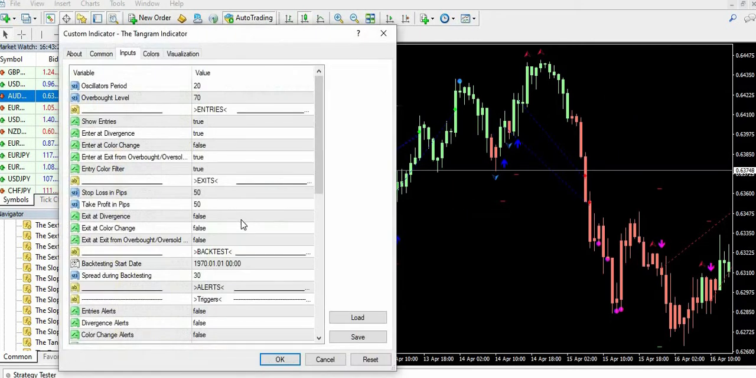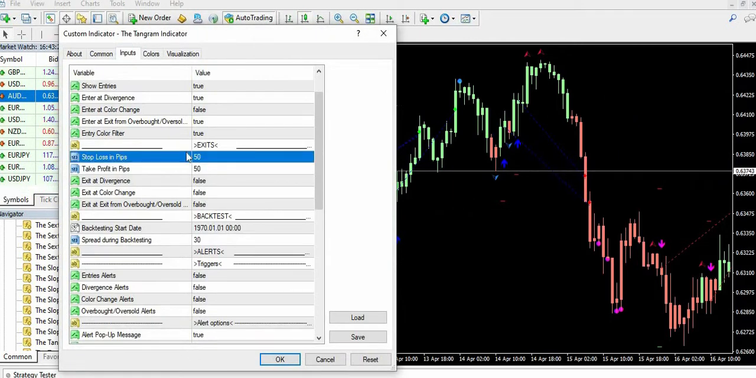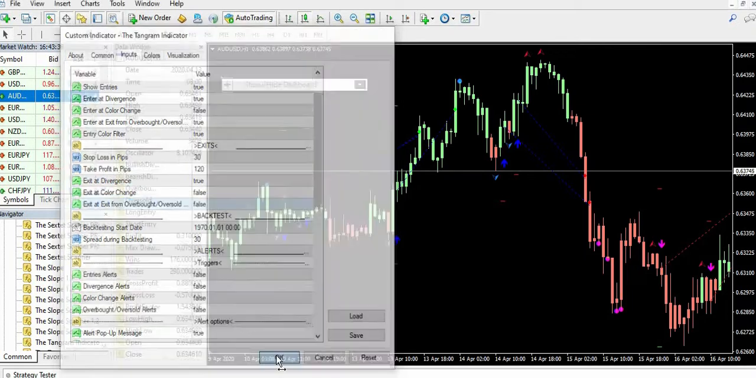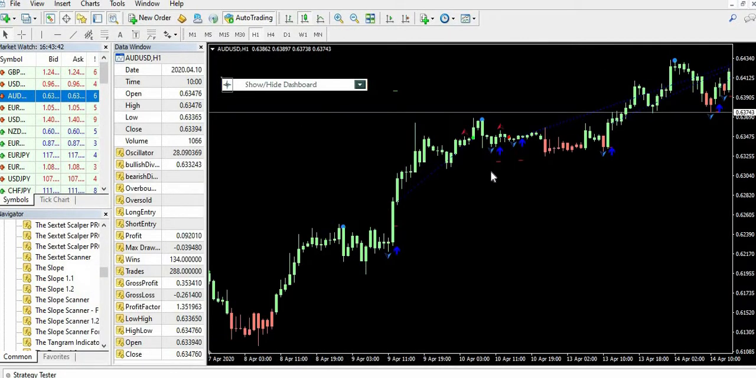Now, the exits also. Stop loss, let's set it at 30 again. Take profit, 120. Let's exit at divergences. Keep these false. Press OK, and everything changed.